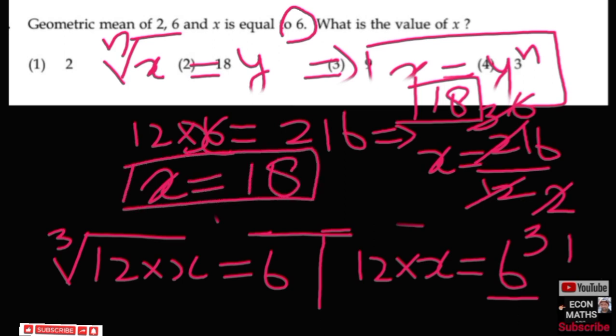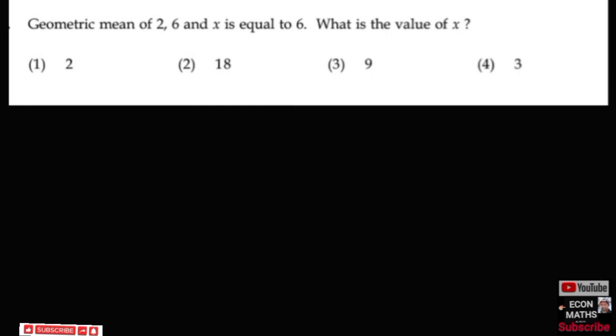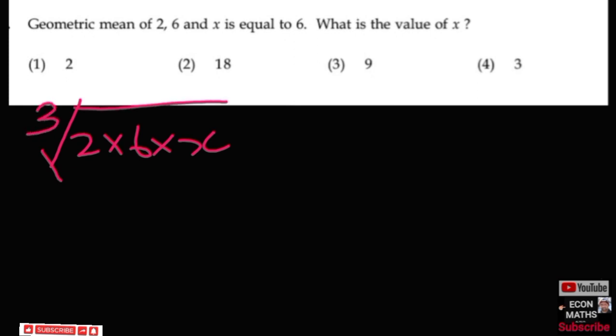I hope I make myself clear, so I will repeat. We were given the numbers 2, 6 and x. Its geometric mean is found by taking the third root, that is the cube root, which is equal to 6. It says the geometric mean of 2, 6 and x is equal to 6.